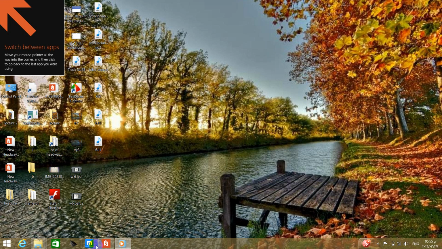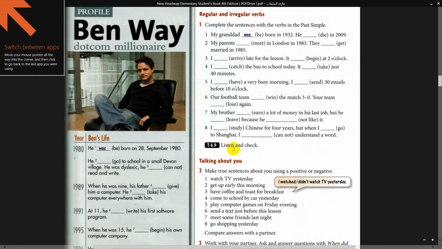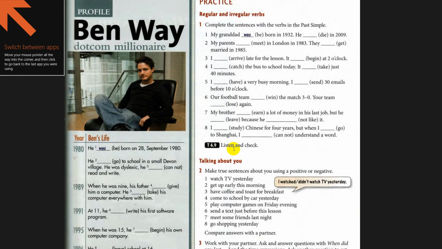6.9. Tape script 6.9. Regular and irregular verbs. 1. My granddad was born in 1932. He died in 2009. 2. My parents met in London in 1983. They got married in 1985. 3. I arrived late for the lesson. It began at 2 o'clock.